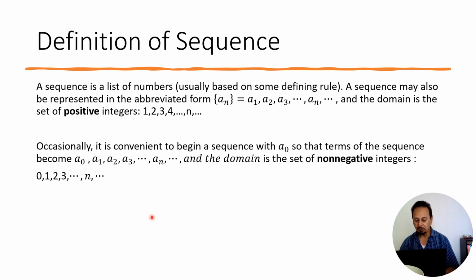Occasionally, it is also convenient to begin a sequence with a sub 0, so that the terms of the sequence become a sub 0, a sub 1, a sub 2, a sub 3, a sub n, and so on. And the domain is the set of non-negative integers. So it will start like 0, 1, 2, 3, n, and so on.